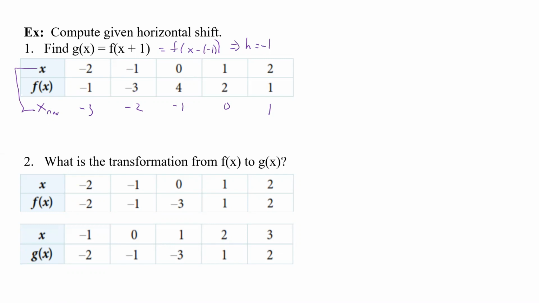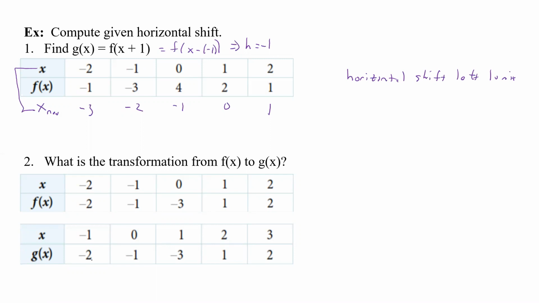Now, what about the transformation here from f of x to g of x? Well, the f of x and g of x, notice, they're the same, but it's our x values that are changing. So we know it's going to be some kind of, well, we better write this one here. So this is going to be a horizontal shift left 1 unit, okay, because we have the negative 1, so we're going to go left 1.